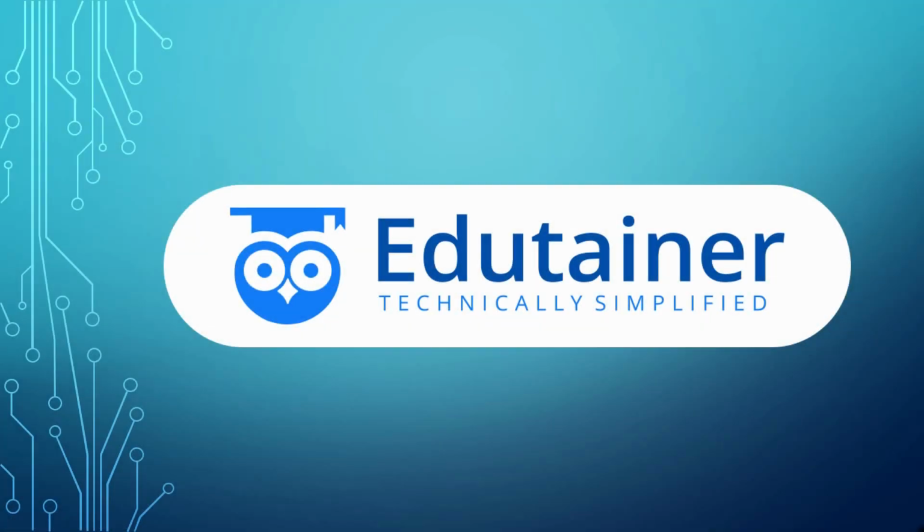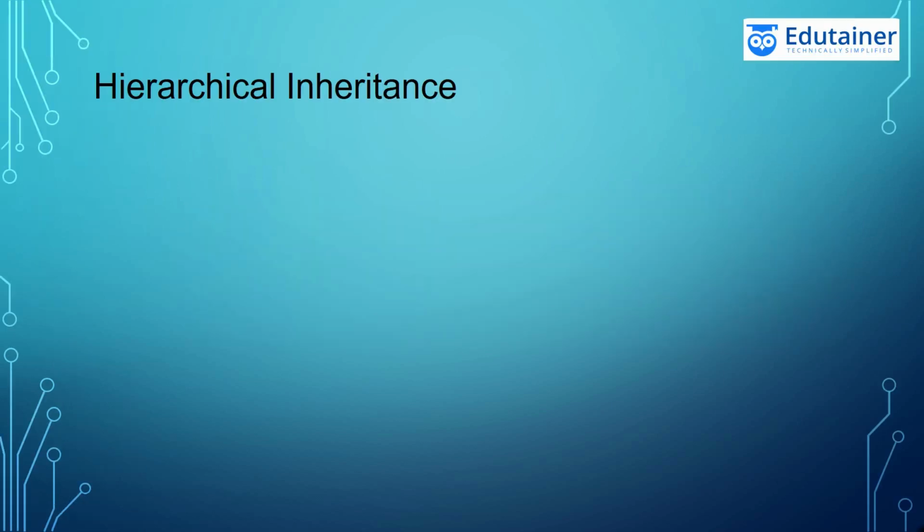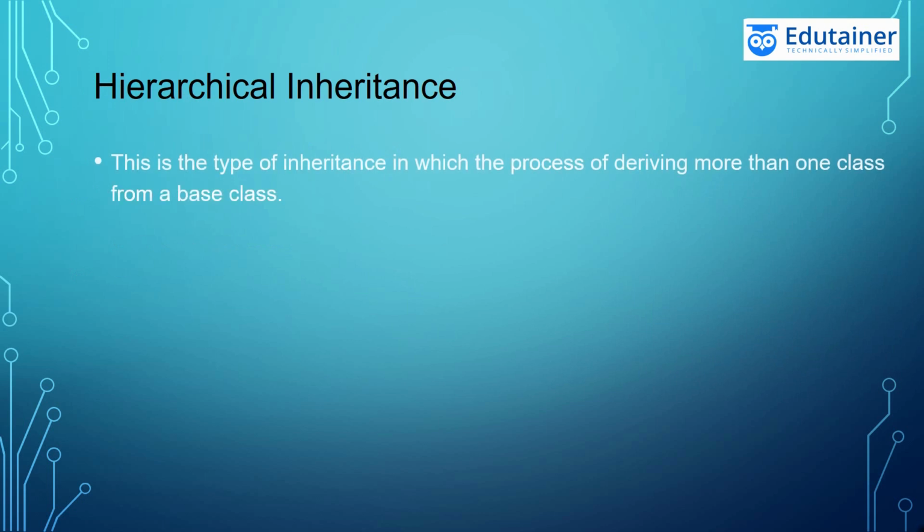In this lecture, we will be learning about hierarchical inheritance. So let's start. Hierarchical inheritance is a type of inheritance in which more than one class is derived from a base class. Previously, we have studied multiple inheritance. In multiple inheritance, we had multiple base classes forming a single derived class. But over here, we have one base class to multiple derived classes.